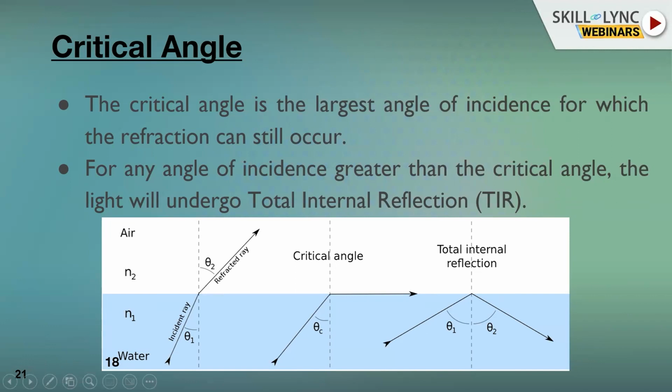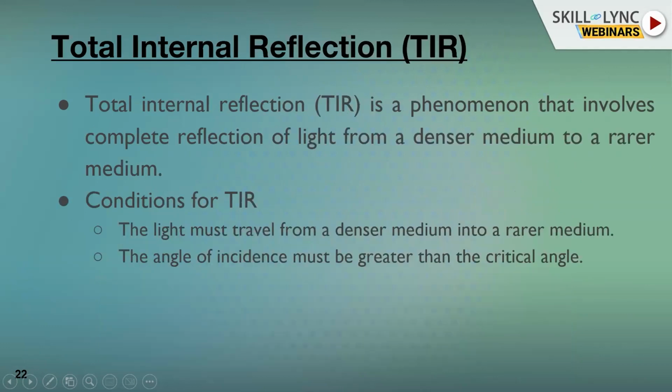So what is total internal reflection? It is nothing but anything greater than the critical angle. That means that every light ray is passing back. Okay, that is called total internal reflection. So let's talk about what total internal reflection is. It is a phenomenon that involves the complete reflection of light from a denser medium to a rarer medium.